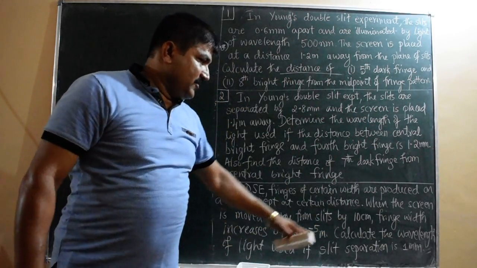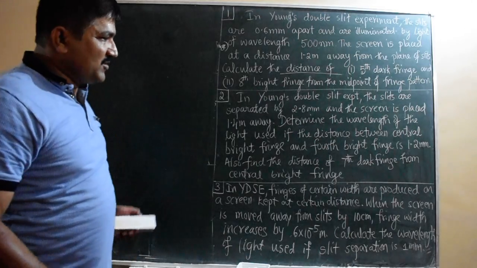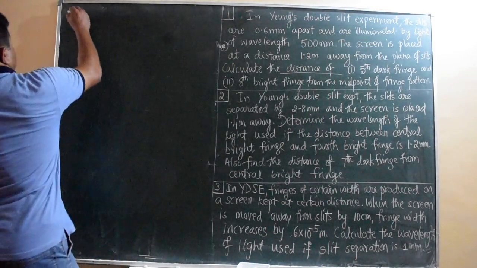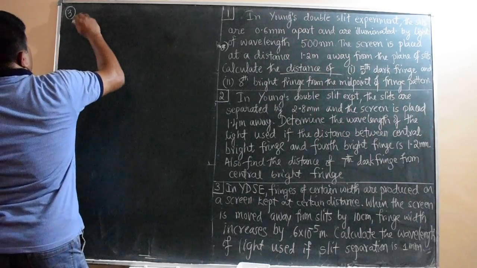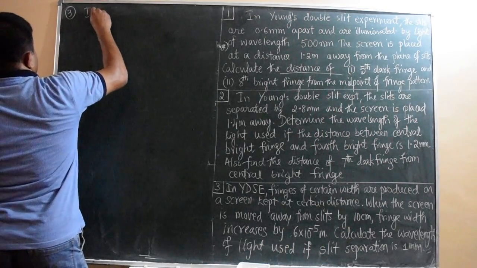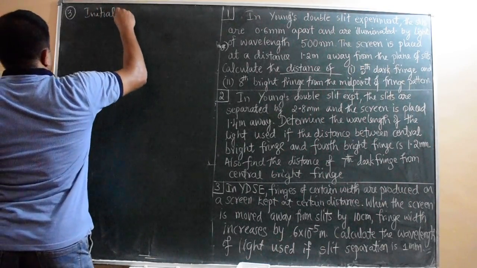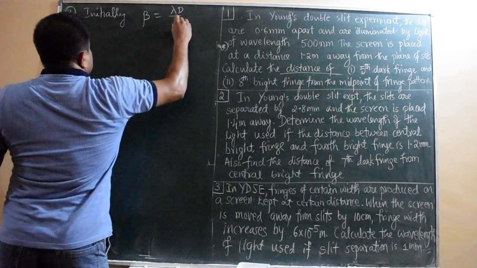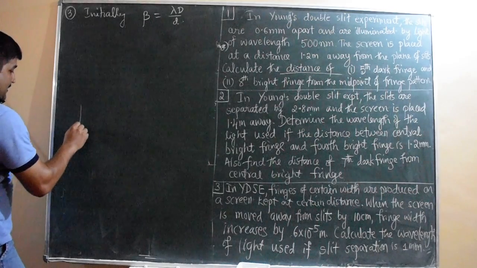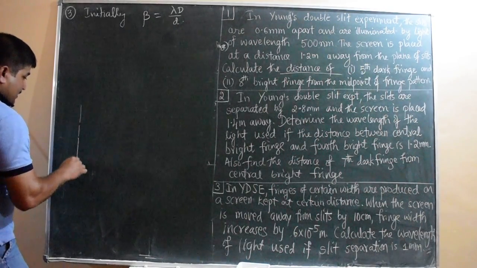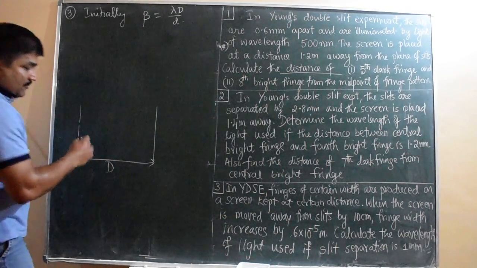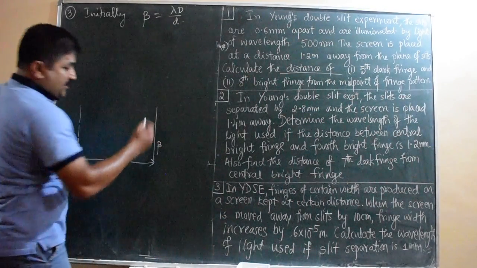When the slit separation is 1 mm. So this is a bit of a tricky question, but not very lengthy. So for the first situation, question number 3, initially I write beta equal to lambda D by d. There is a certain separation between the slits and the screen, so this is the capital D now, and the fringe width is beta for this situation.